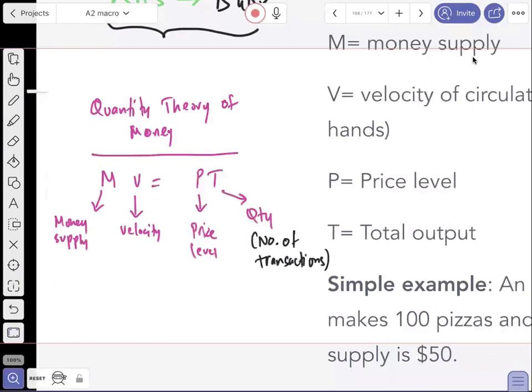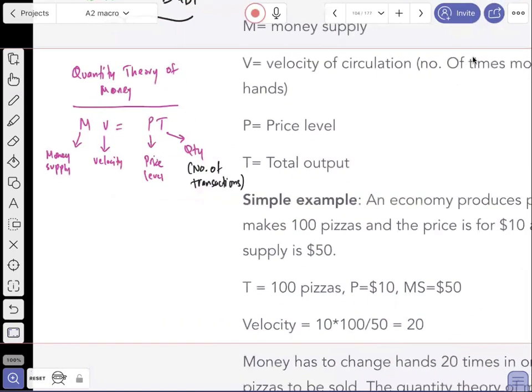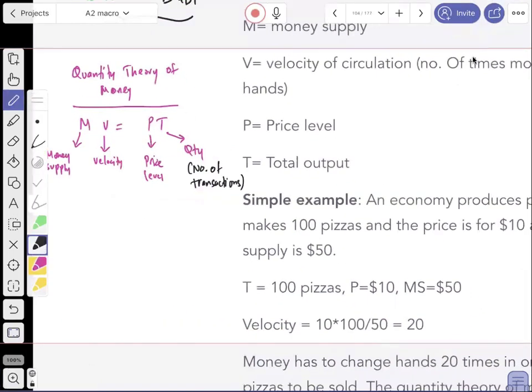Okay, so we did this in AS, and I want to recap this, and then we talk about what the view of Keynesians and monetarists are, so that we can then look at how this also helps in explaining what we've been doing so far. The view I'll talk about later, but first let me explain this. So this equation says that MV must equal PT.